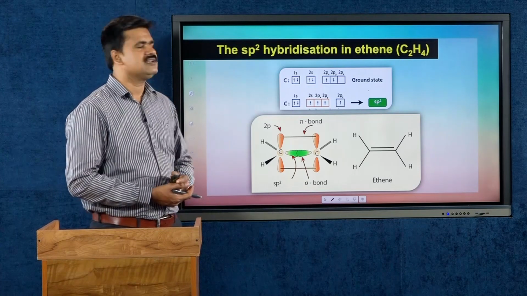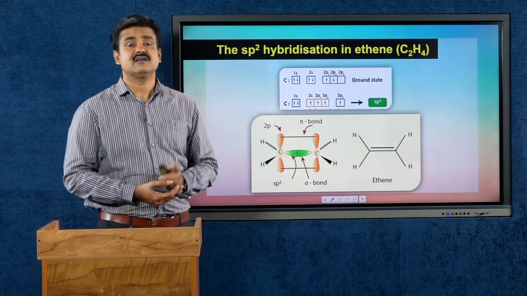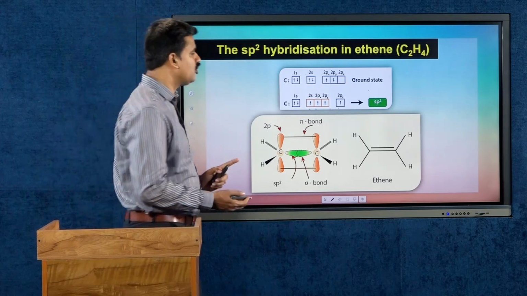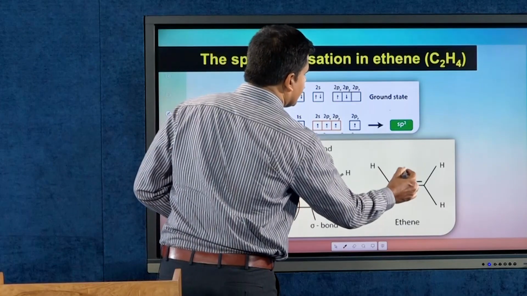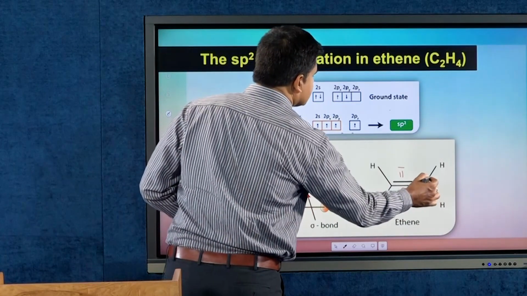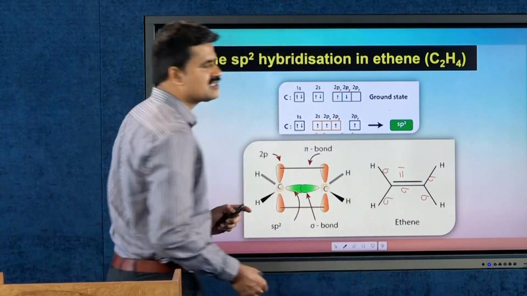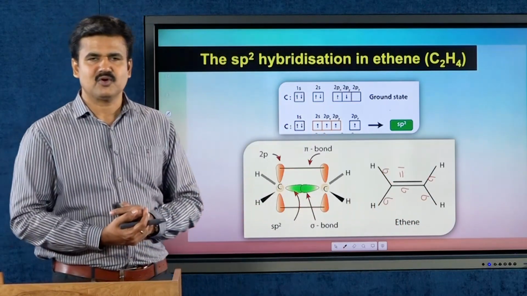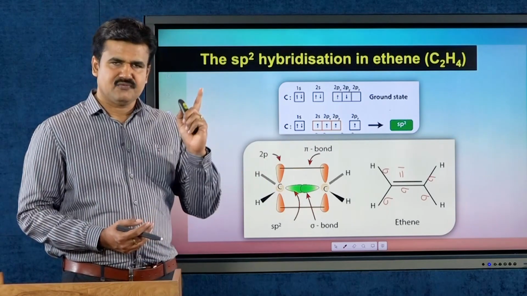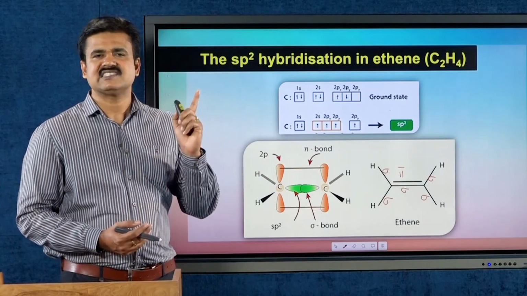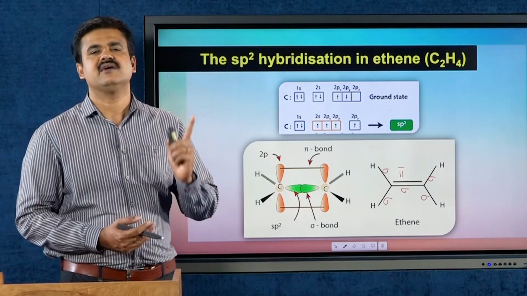This is about the structure of ethene. There are 5 sigma bonds and 1 pi bond. This is 1 pi bond, this is a sigma bond, this is another sigma, this is a sigma bond, and another sigma bond. So in the C2H4 molecule, you can see 4 plus 1, that is 5 sigma bonds and 1 pi bond.